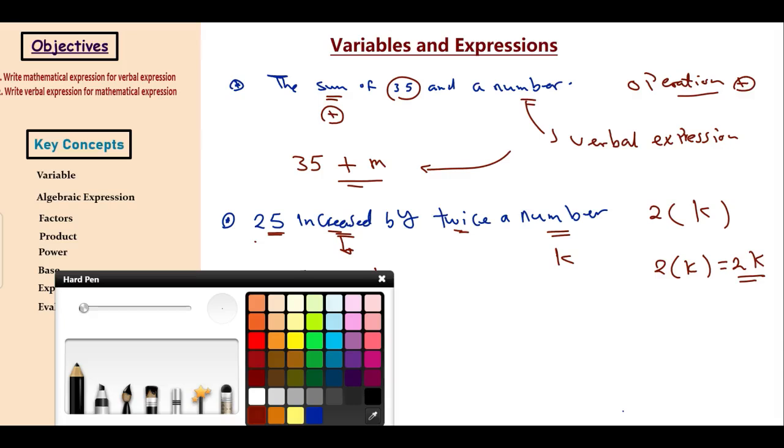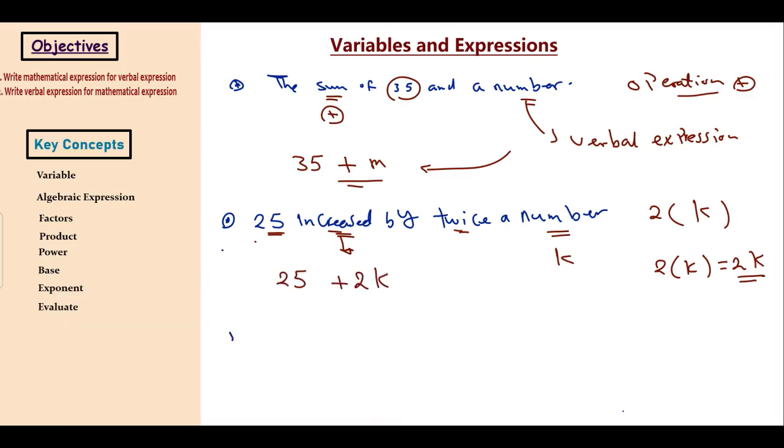This is how we can convert a sentence like this to an algebraic expression. Okay, so let's take one more example. Let's take an extra one. Okay, so if someone said that we have 1/2 the cube of a number, 1/2 the cube of a number.